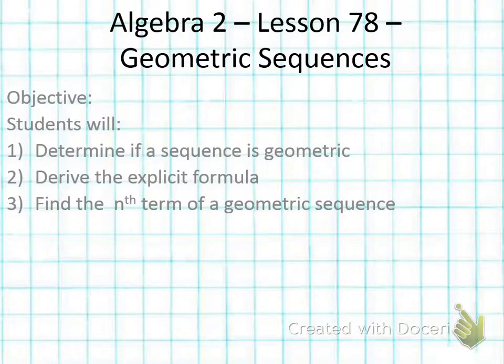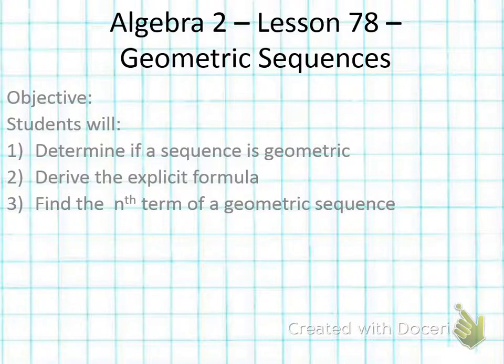Alright, this is lesson 78, geometric sequences. Okay, we talked about arithmetic sequences, which is a set of numbers. So an arithmetic sequence is like 2, 4, 6, 8, 10. Next number? 12. How did you figure that out? You just added what? 2, right? Because the common difference is 2.